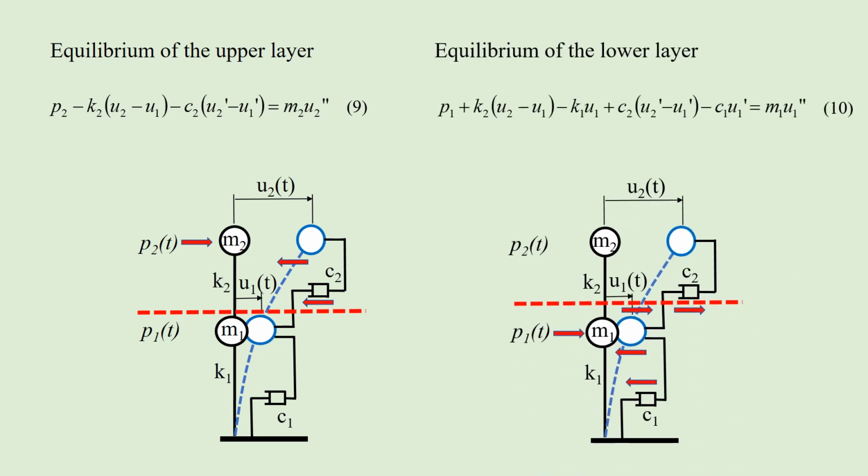For the lower layer, we have the external force P1, the restoring force minus K1 U1, and the damping force minus C1 U1 dot. In addition, there are reactions from the above layer, plus K2(U2 minus U1) and plus C2(U2 dot minus U1 dot). So the equilibrium of the lower layer is obtained by equation 10.